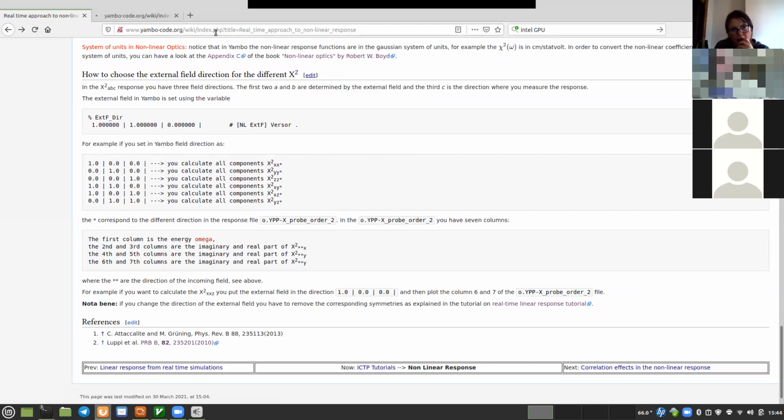Yeah, for sure there is much more to say about nonlinear response. What is the nonlinear coefficient? But this. Yeah, I think that if I can.